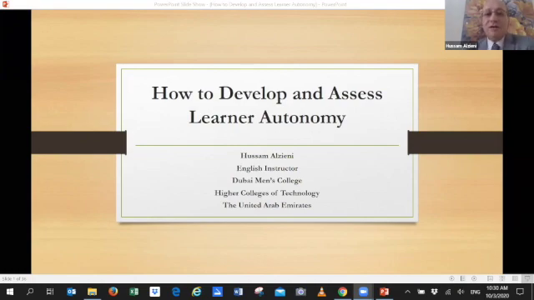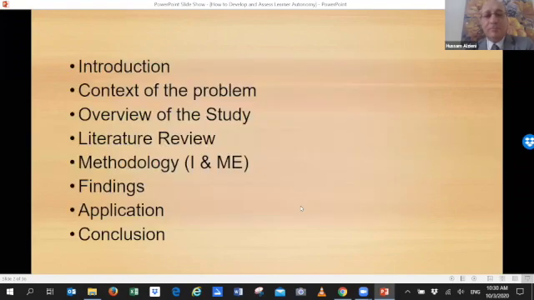My topic today is how to develop and assess learner autonomy, or we can say how to assess and develop learner autonomy. My presentation is based on research and practice at the same time. It was part of a study that I conducted at Dubai Men's College from 2015 to 2017. And I have also added some experience which I got after this research. So it's a mixture between research and practice.